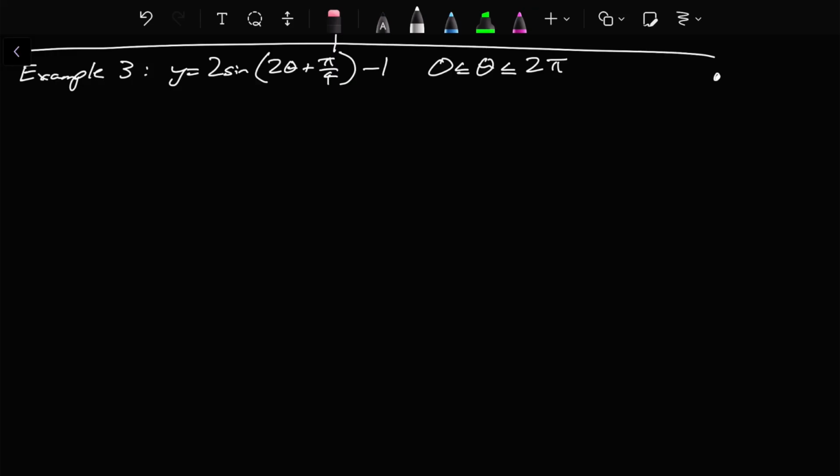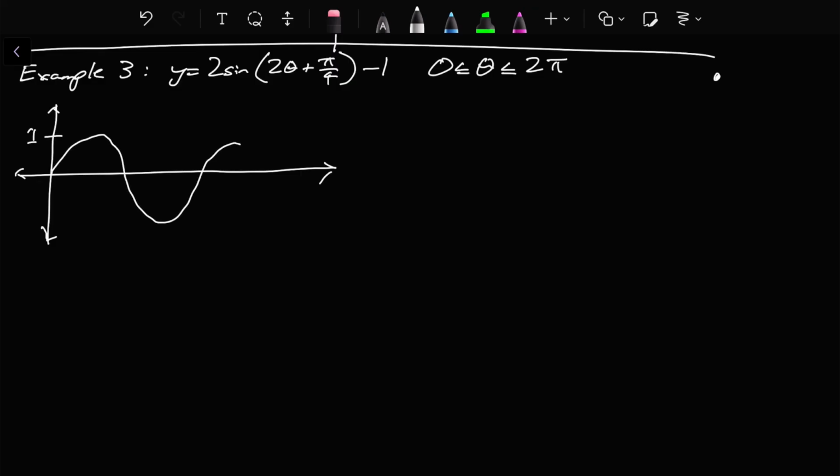This one we're going to do slightly differently, mainly because there's a bit more going on. So we're going to look at the transformations first, get a general idea of what the graph looks like, and then find the x-intercepts. So let's have a look. We know that sine kind of looks like this. Boom, 1, -1, and so on. So let's have a look at the transformations.